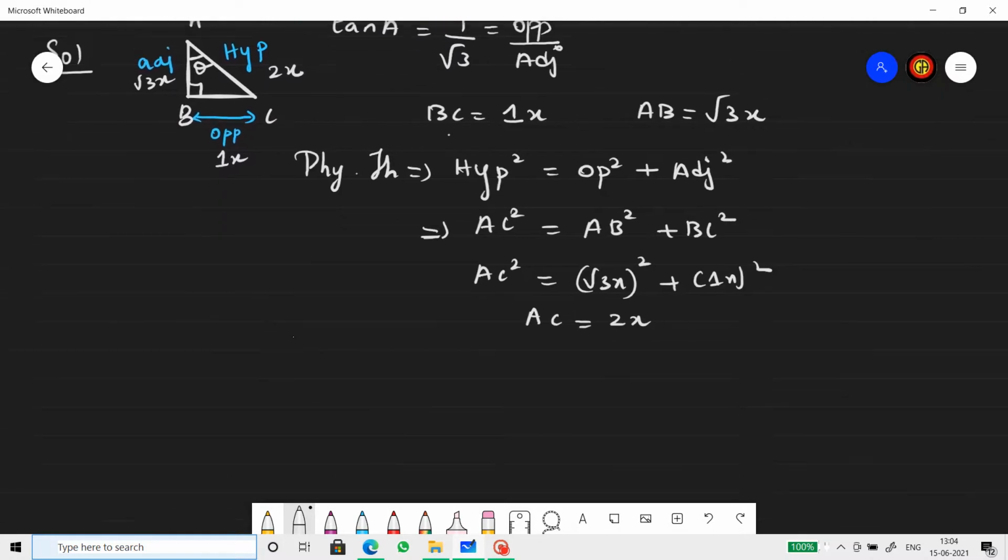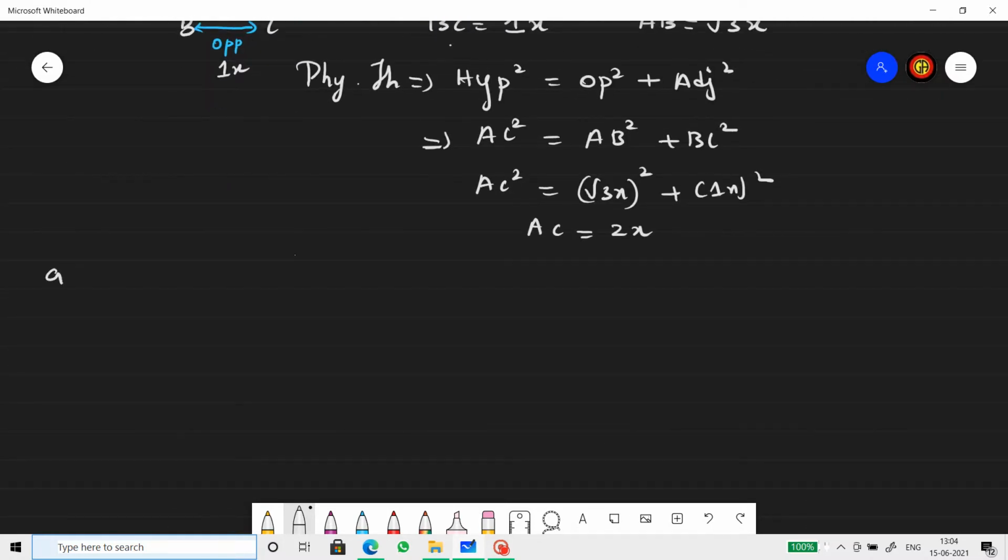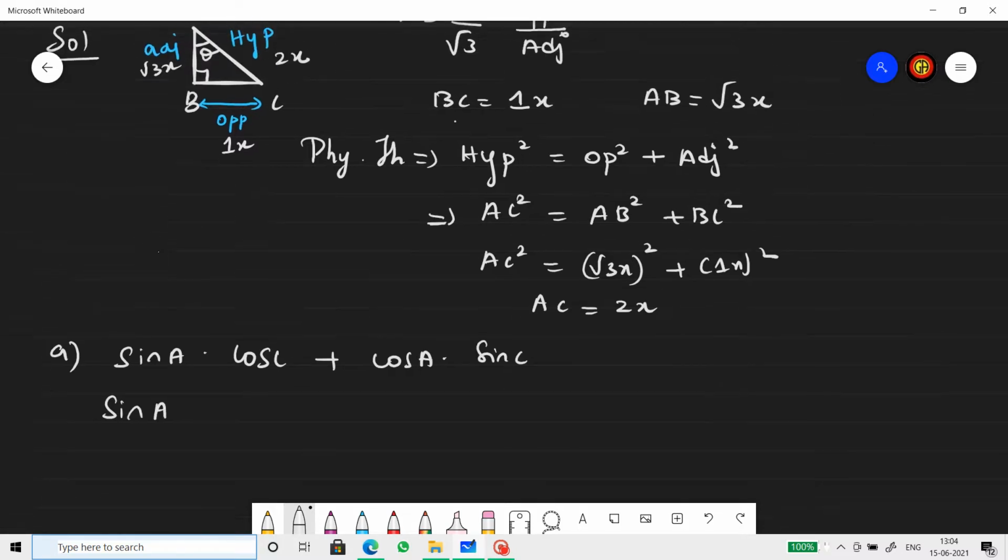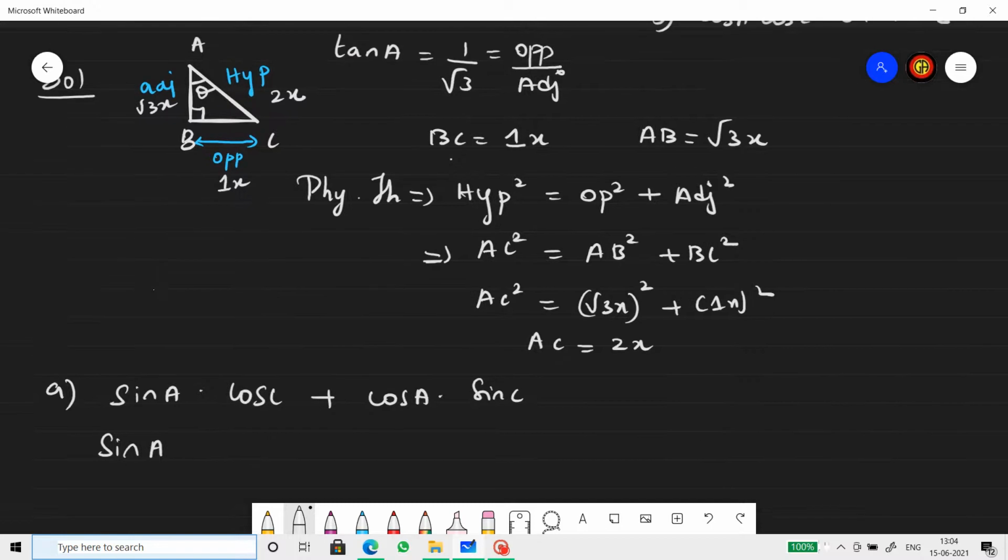Now what is the first subdivision of the question? The first subdivision is sin A into cos C plus cos A into sin C. Okay, so what is sin A? Going back to the triangle, if theta is at A, sine's ratio is opposite by hypotenuse. So that means it is 1x by 2x. That's 1 by 2.